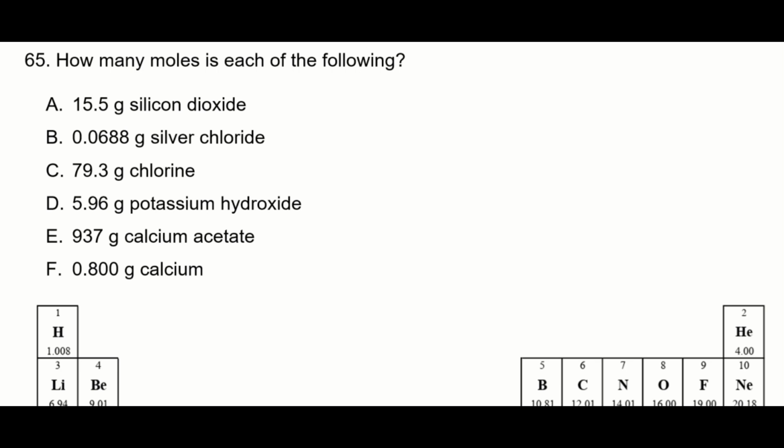Moles to mass and mass to moles. Molar mass is our conversion factor. That information is right off the periodic table. Part A, silicon dioxide. The chemical formula is SiO2.